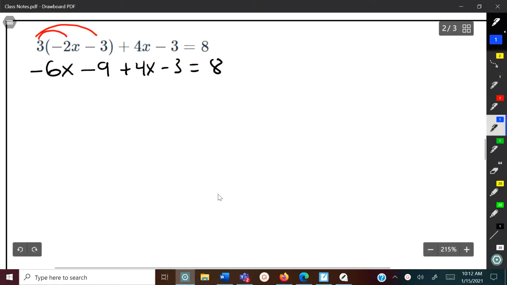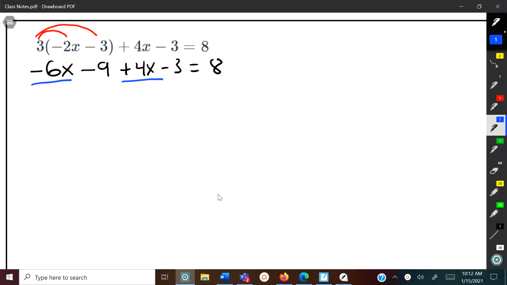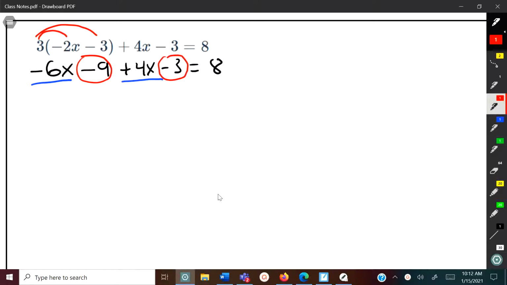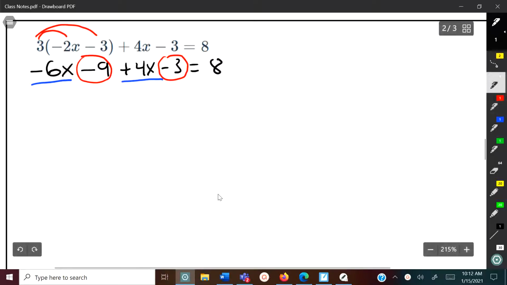So I'm going to start off by underlining the variable terms, this negative 6x and this positive 4x. Next, I'm going to circle the constant term. Notice how I circle the sign with them so you can see that the sign is attached to the term. So now I'm simplifying by combining the two that's underlined and the two that is circled.